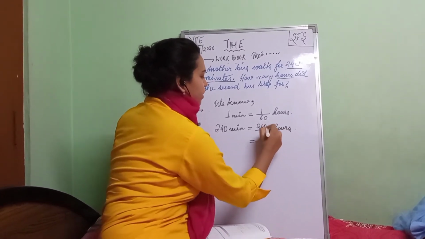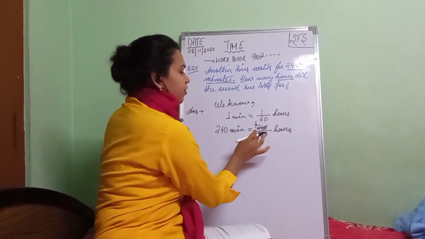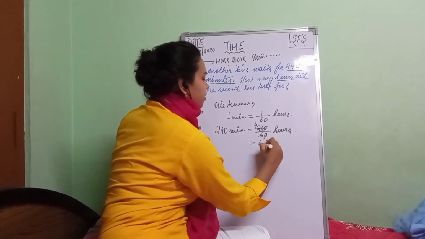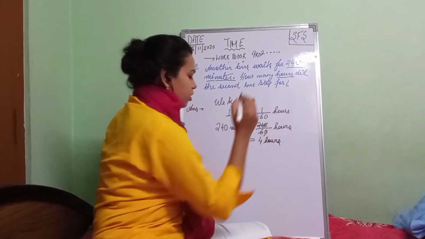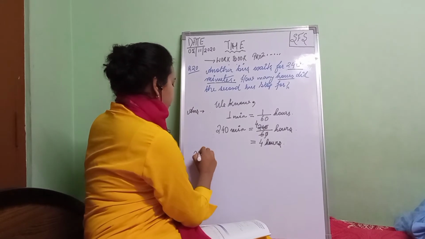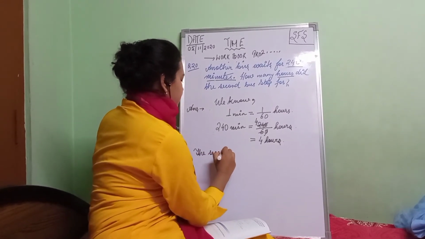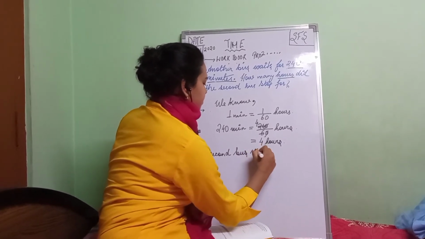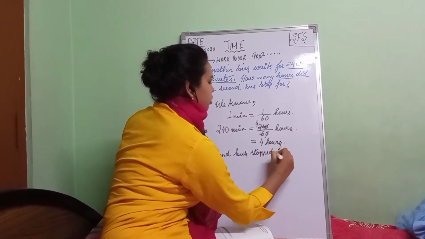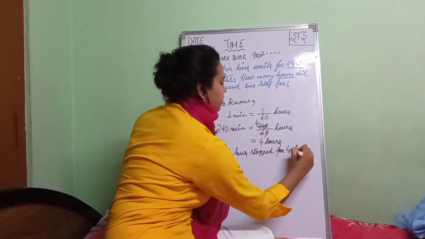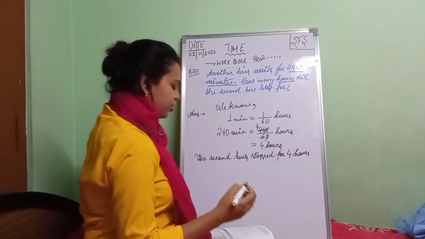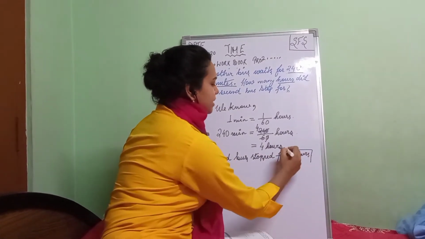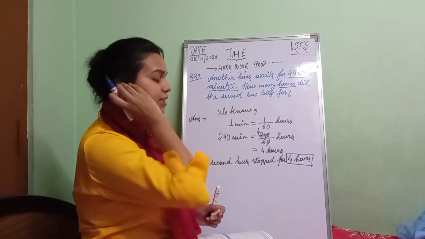So this will be equal to 4 into 6 is 24. So this will be equal to 4 hours. Alright. So the second bus stopped for 4 hours. Okay, children. Is it clear? I very much hope that it is clear and we have learned to convert time.